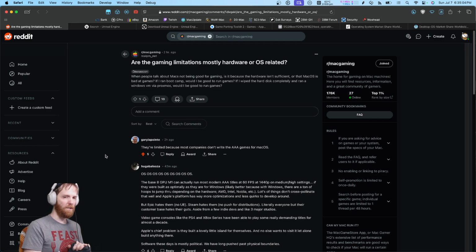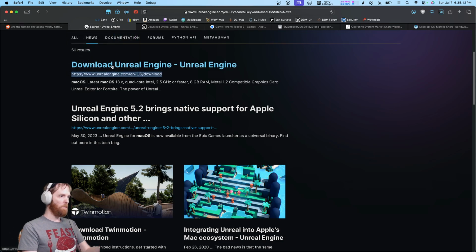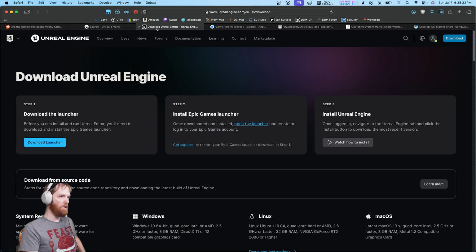And I want to talk about this too. I want to bring up other tools. I was talking about how in-house engines already support Mac. So do the public ones. Here's Unreal Engine. Unreal Engine 5.2 brings native support to Apple Silicon. Download Unreal Engine. Here's a download page. Support: Windows, Linux, Mac. You have an Unreal Engine game? You pretty much already support Mac out of the box.